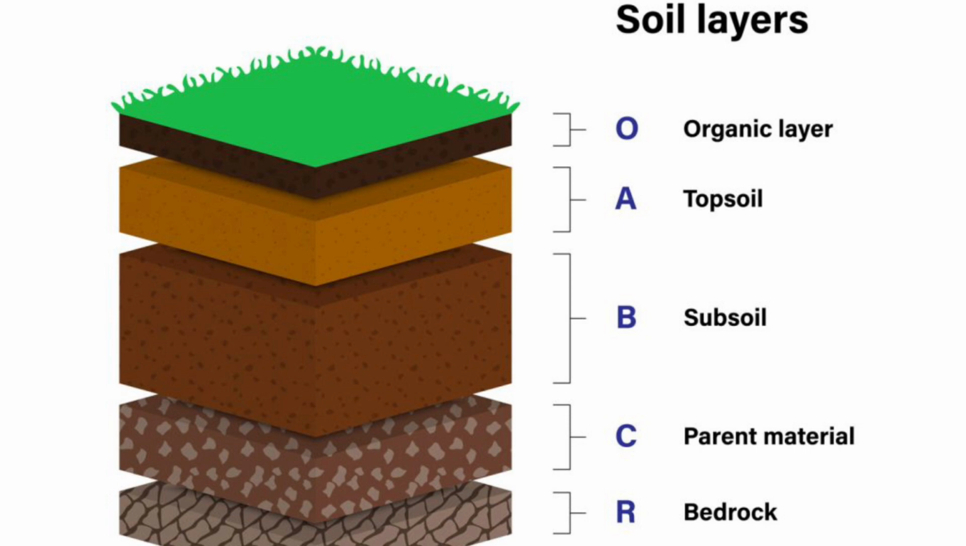urban uses. The next layer is the C horizon. The C horizon releases water to the upper soil, and this layer contains larger soil particles. The soil profile ends with bedrock.